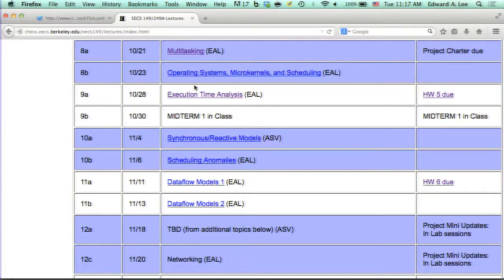Also, on the week of November 18th, we used to devote one lecture time to have all the projects come up and tell everybody what they're doing in their project. And it's very valuable, I think, for you to hear what the other people are doing. But the class has gotten too big to do that now in lecture. So we're going to do it in the lab slots.